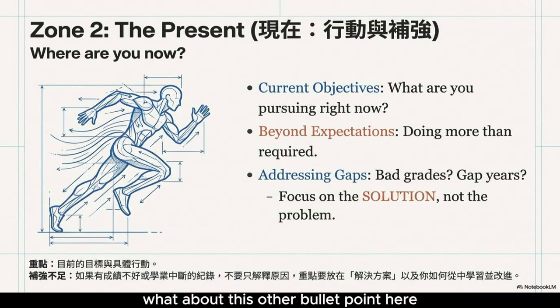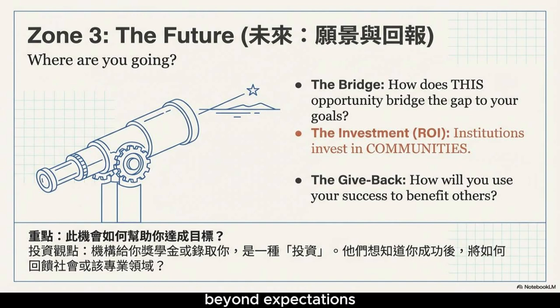What about this other bullet point here? Beyond expectations. It just says to do more than required. That's way too vague. For a novice student, doing more could just mean showing up to class every day. Right. We need to critique that bullet point and ask for some concrete examples. Yeah, like doing more means organizing a study group, not just attending one. It means creating a resource, not just reading one. Got it.